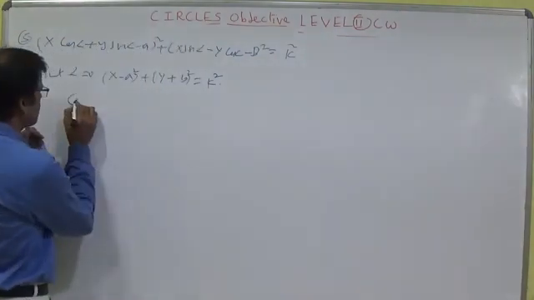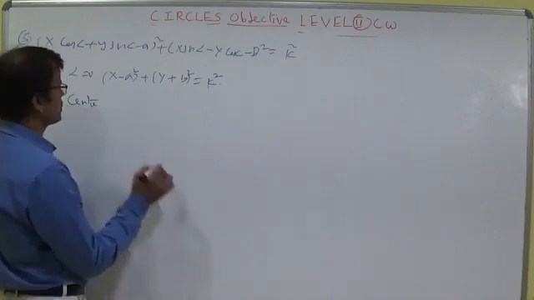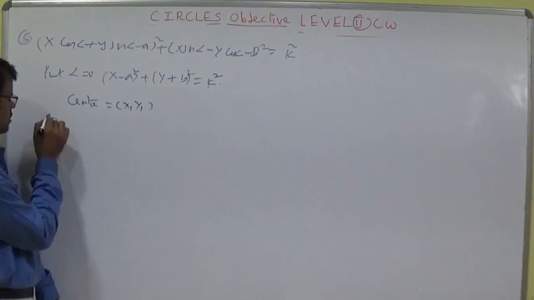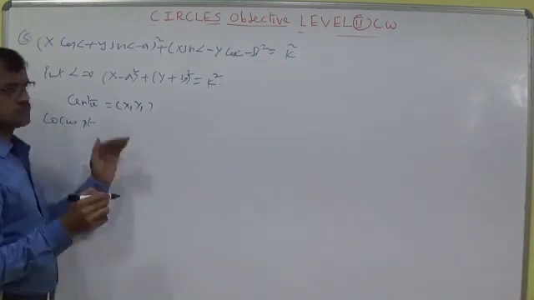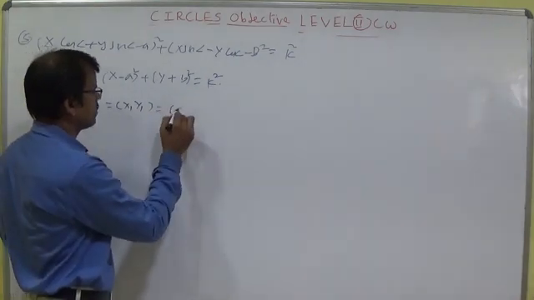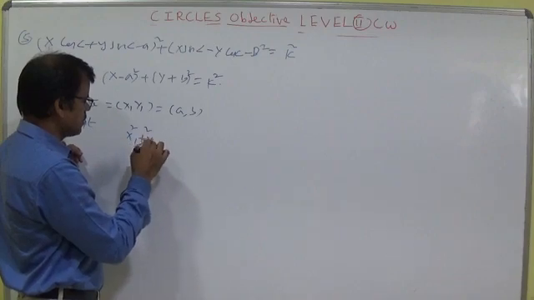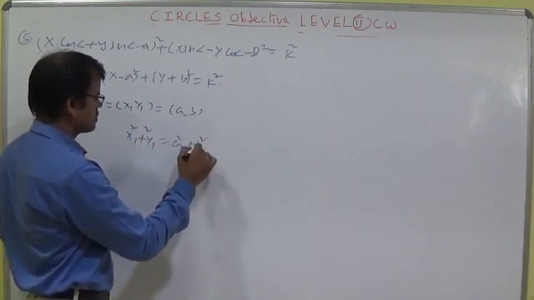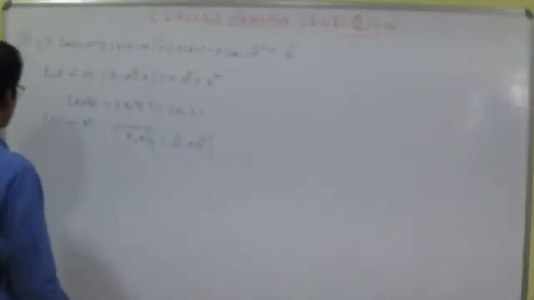Center here, a comma b, using the (x - h)² + (y - k)² = r² model. Center is the locus point here, because we should calculate locus of center of circle. x1 comma y1 here you can write as a comma b. Then by squaring both sides, x1² + y1² = a² + b². Locus is x² + y² = a² + b².